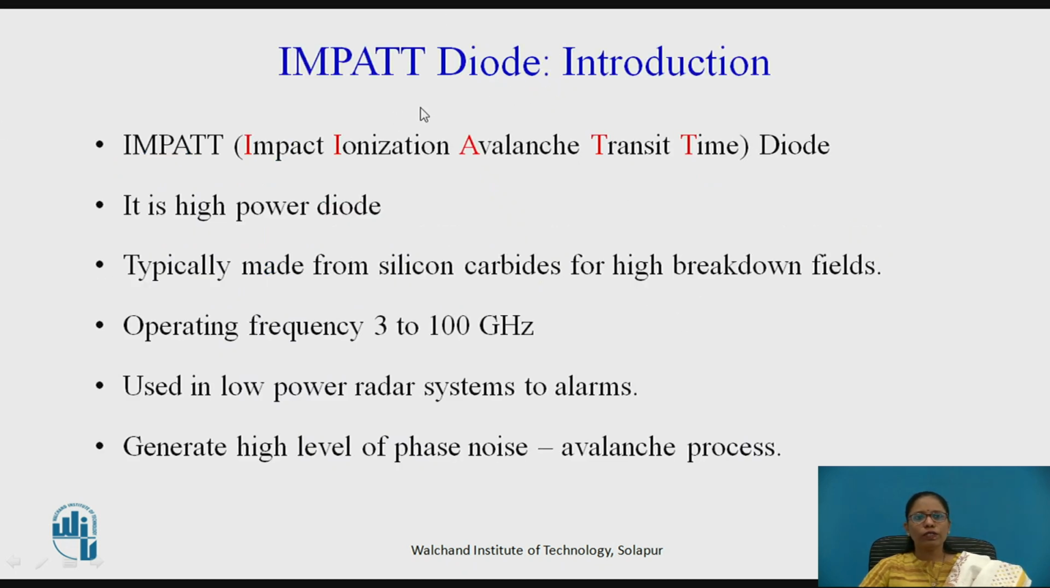Let us look at the IMPATT diode first. IMPATT is impact ionization avalanche transit time diode. It is a high power diode. It is made up of silicon carbide with high breakdown fields. Its operating frequency is 3 to 100 gigahertz. It is used in low power radar systems to alarms. These generate a high level of phase noise because of the avalanche process.